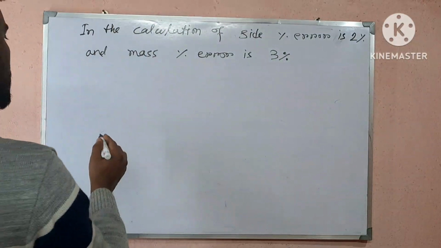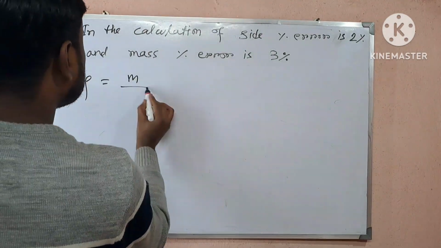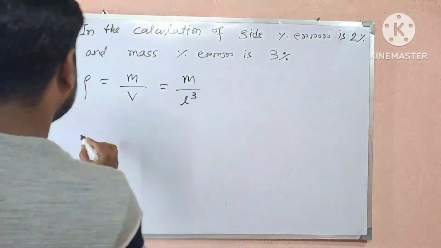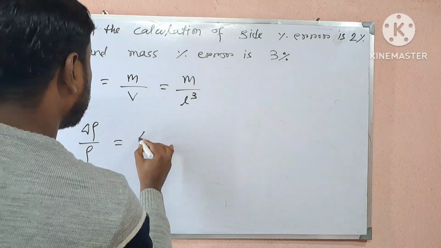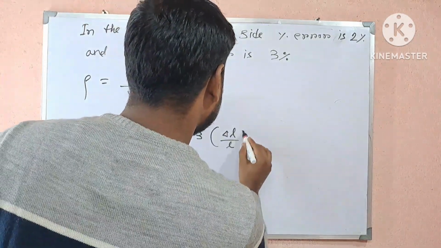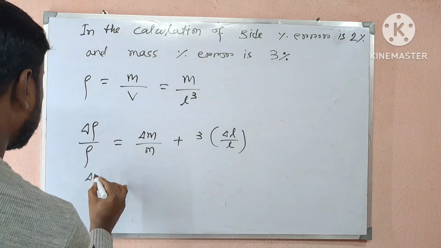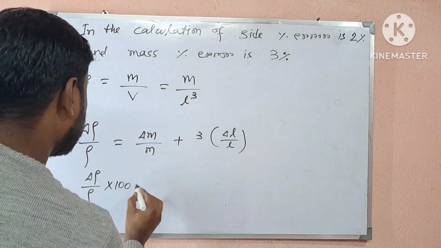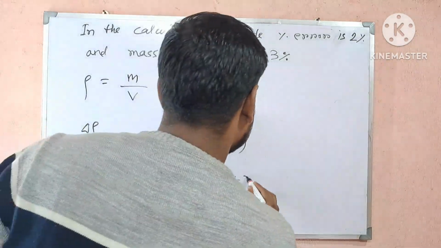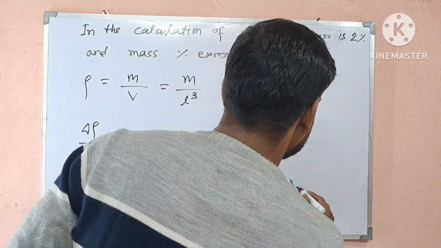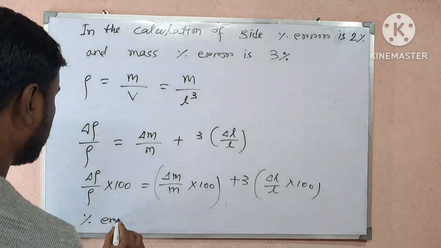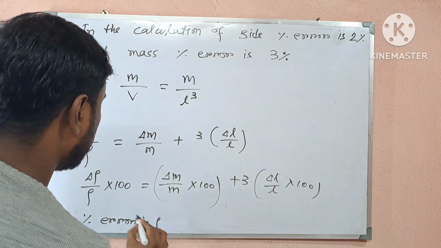So how will we calculate it? We know density equals mass by volume. Remember, the body is a cube, so it is m by L cube. Now we have to apply delta rho by rho equal to delta m by m plus 3 into delta L by L. Now just multiply both sides by 100. So that will be delta m by m into 100 plus 3 into delta L by L into 100. So that is the percentage error in rho, or density.